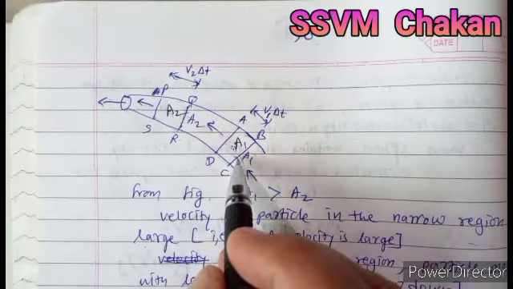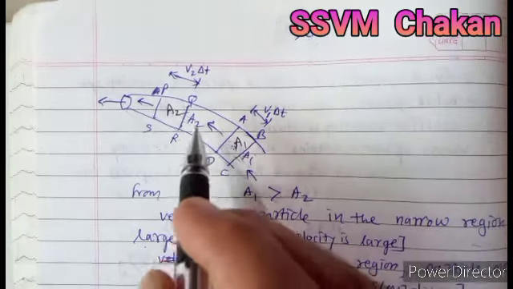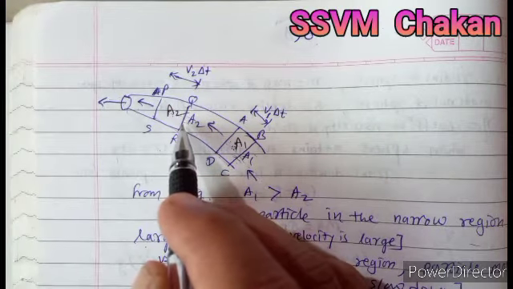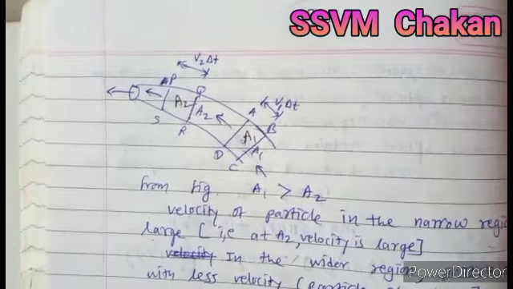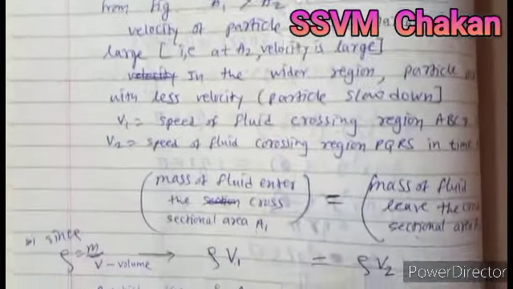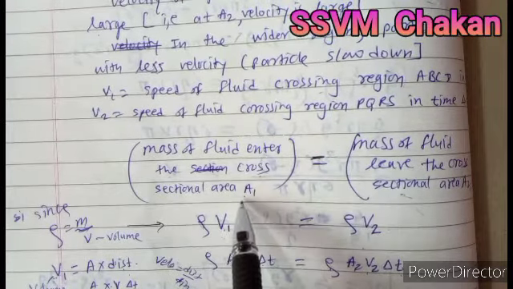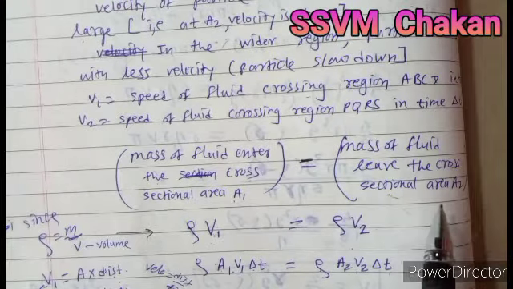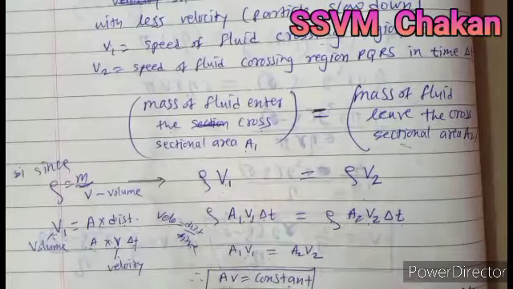पण डेल्टा टी कालावधीत A1 या क्रॉस सेक्शन एरियातून पुढं गेलेल्या फ्लुईडचं मास आणि डेल्टा टी या कालावधीत A2 या एरियातून पुढं गेलेल्या फ्लुईडचं मास हे नेहमी सारखं असणार आहे. तेच आपण इथं घेतलं आहे. मास ऑफ फ्लुईड एंटरिंग द क्रॉस सेक्शनल एरिया A1 which is equal to mass of a fluid leaving the cross sectional area A2, and we have used the formula of density.